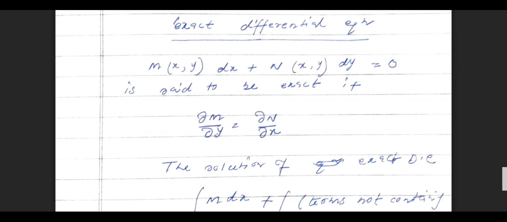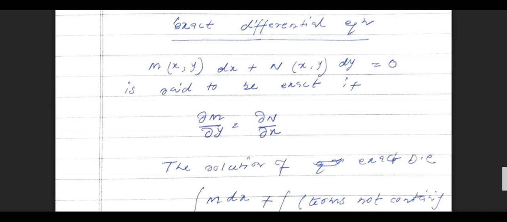Okay, exact differential equation. That page you see. I'll just explain how to do this one. M is a function of x and y, dx, plus N is a function of x and y, dy, equal to 0. This is said to be exact if the condition of getting an exact differential equation holds: del M by del y equal to del N by del x. If both are equal, then you can say M dx plus N dy equal to 0 is an exact differential equation. M and N are functions of x and y.